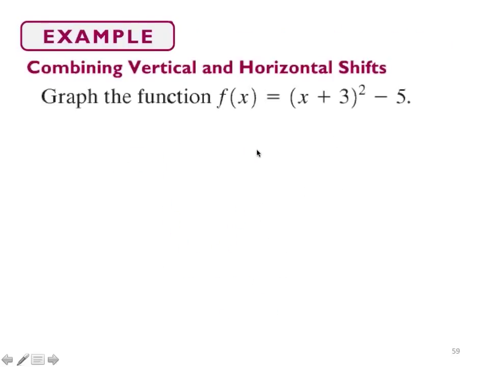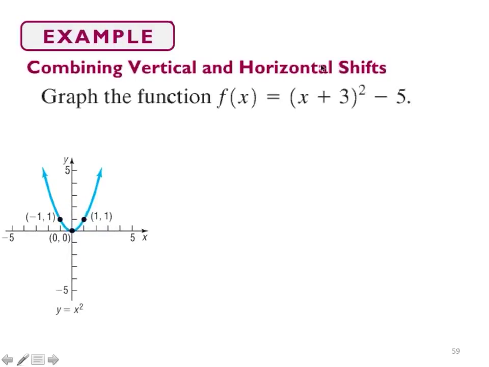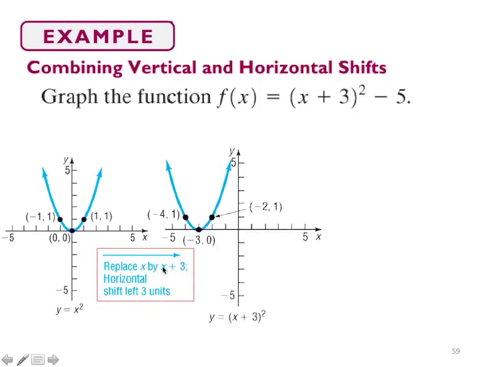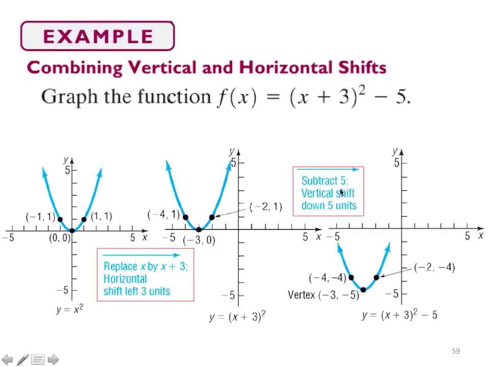Now I can do all of these at once, so I can do vertical and horizontal shifts together. And if you look, this minus 5 is outside, so that means it's going to move it down 5. And then this plus 3 is inside, so that means it's going to move it to the left 3. So if you look, the x was replaced with x plus 3, so I shifted it left 3 units. And then I also subtracted 5, so that means that I should shift my graph down 5 units.